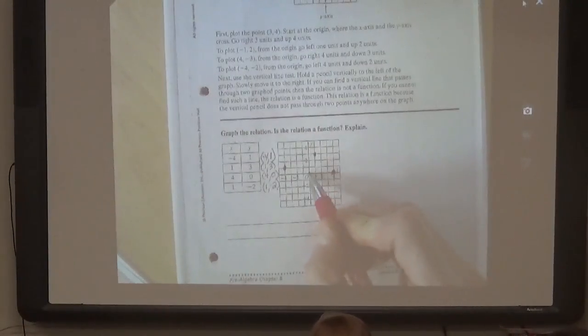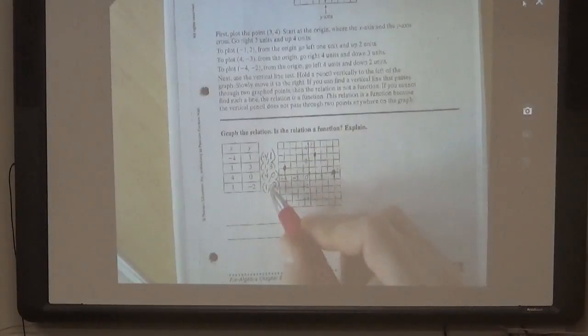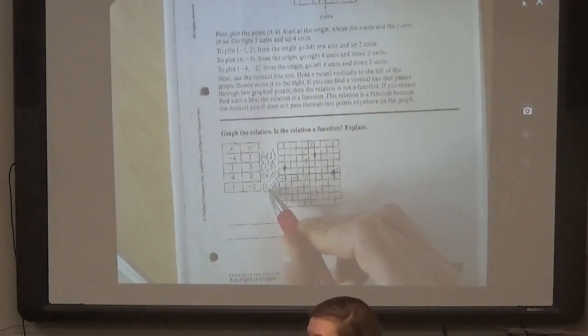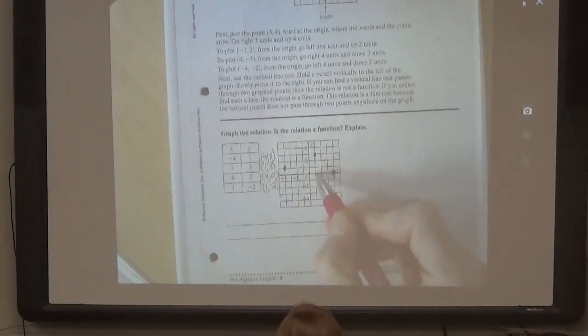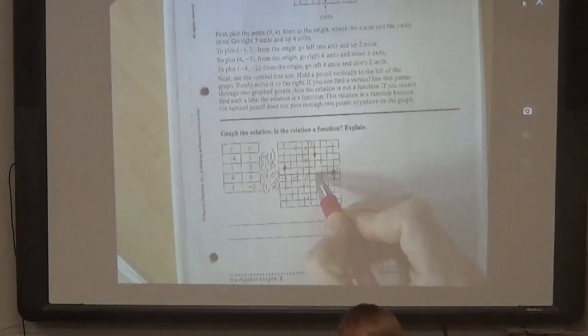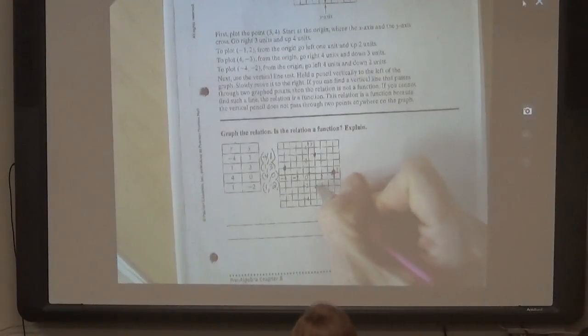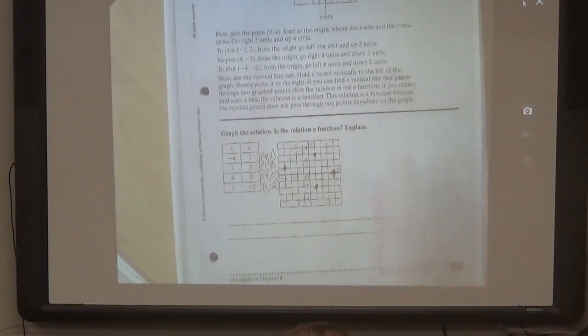Start at 0. Go right or left first. But it's positive 1. Right 1. So then what? The next number is negative 2. Down 2. Yep. Good.